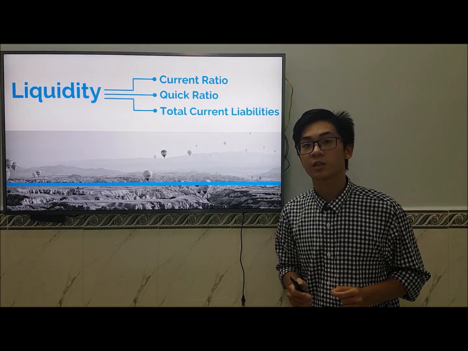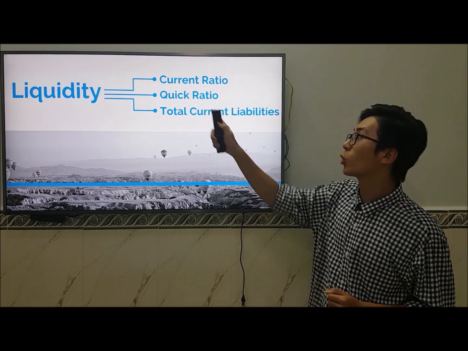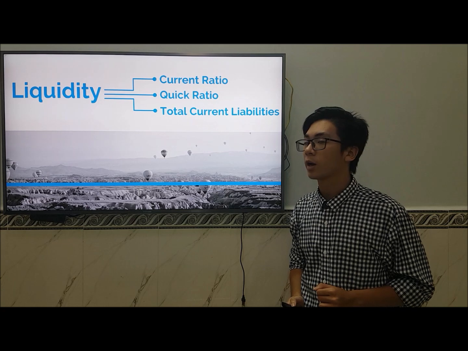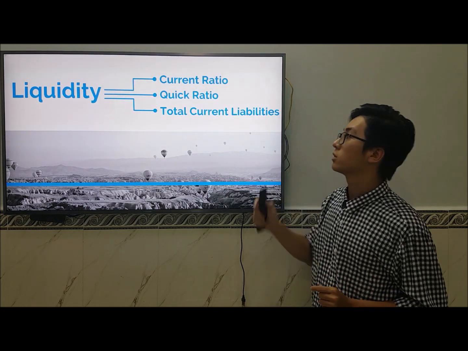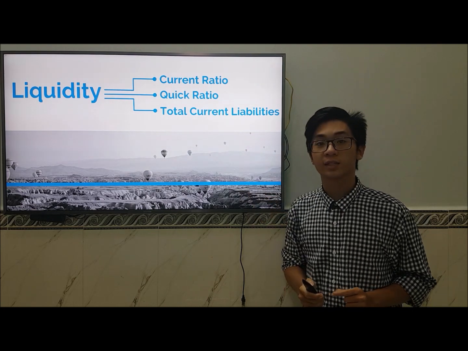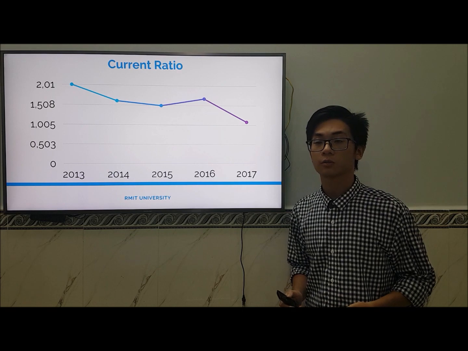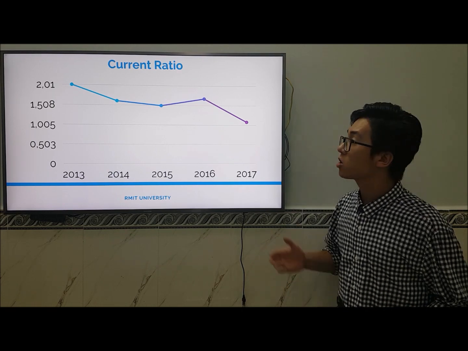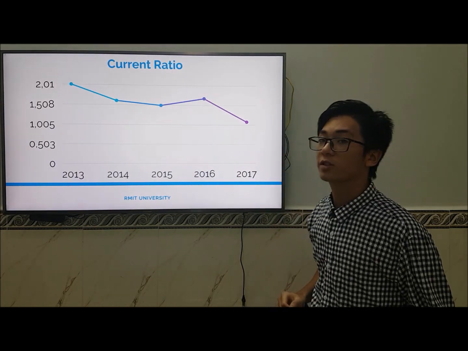First, on liquidity, we have two ratios, which are the current ratio and the quick ratio. And one other financial information I want to talk about is the total current liabilities. Let's start with the current ratio. As you can see, the current ratio of Apple has a trend to move downwards over time.